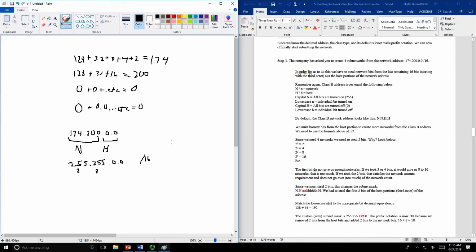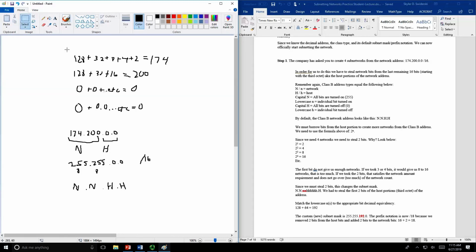And the NH format, again, remember, when we have all bits turned on for network, capital N, and since the last two octets have all the bits turned off, that represents hosts, so capital H, capital H.